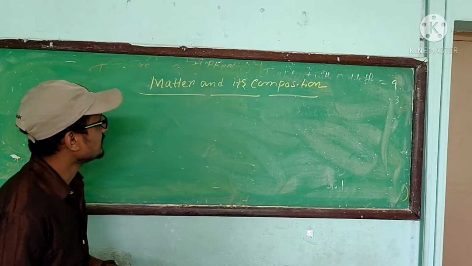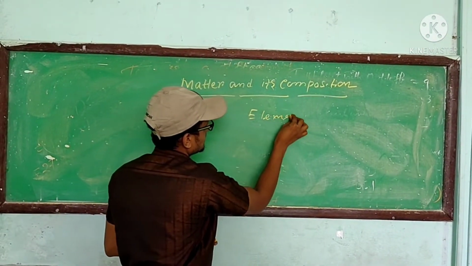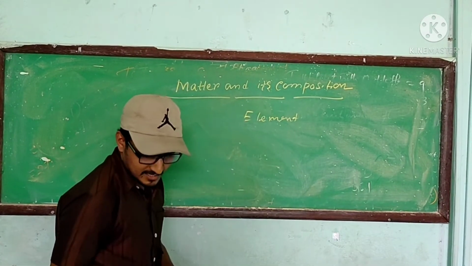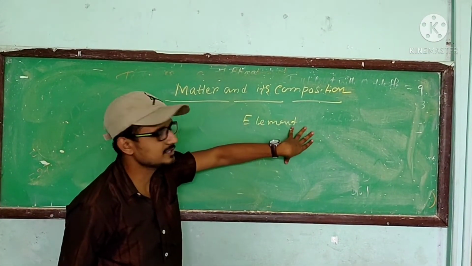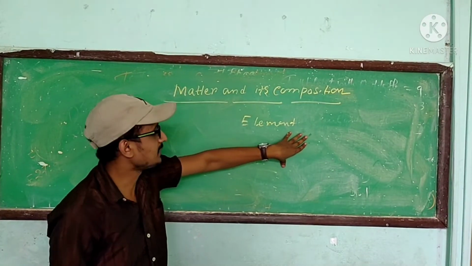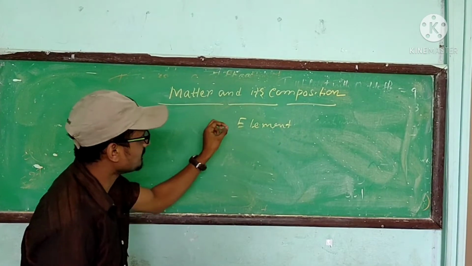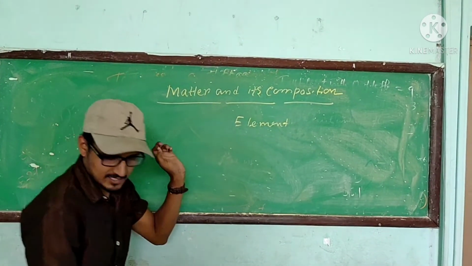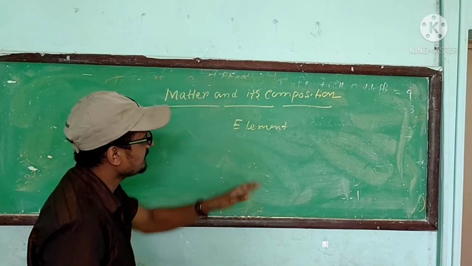Normally every matter or every element is built by small kinds of particles. Those particles are called atoms. So every element consists of a large number of atoms, and those particles are similar to each other for every element.